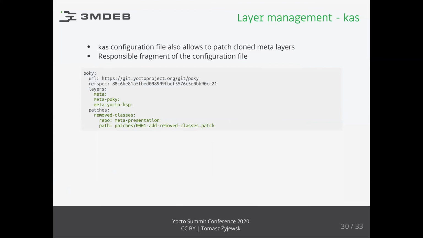Kas also allows you to patch cloned layers when you run the script. In the Kas file, it should be described as follows. This time we assume that the patch will be stored in meta-presentation/patches under the name of the patch, and it will be applied to Poky while everything is initialized.